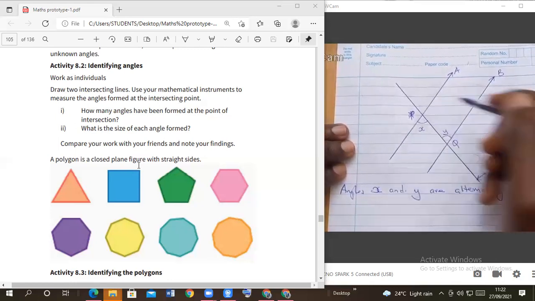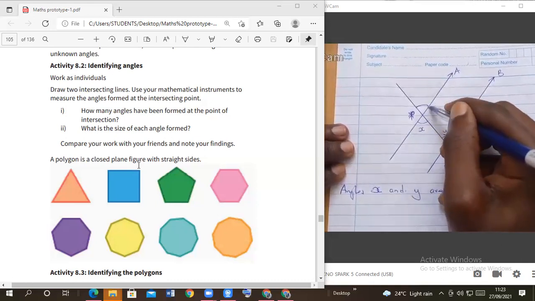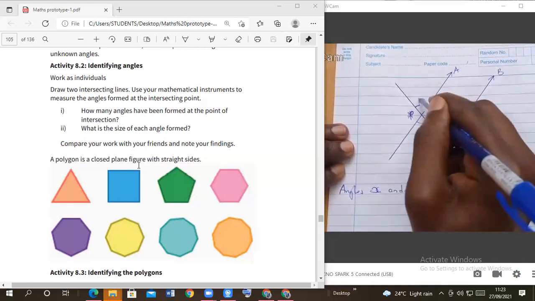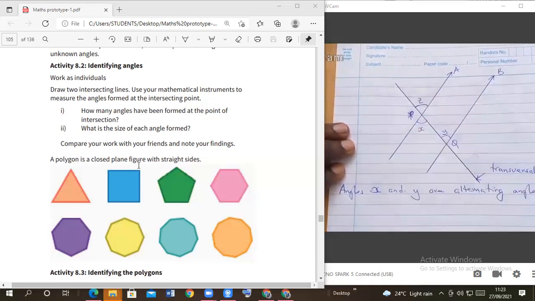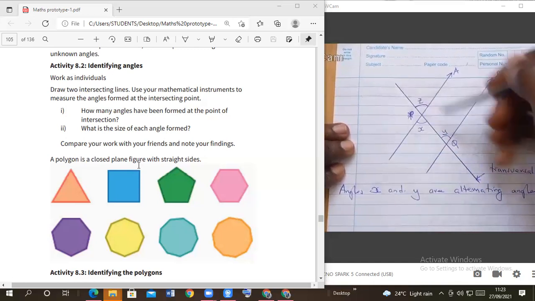Now, what about this one here? Let me say this angle is called Z. What can you say about Z and Y?